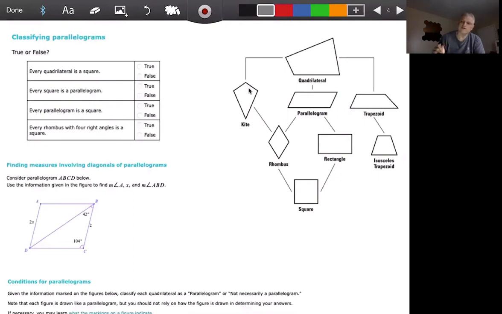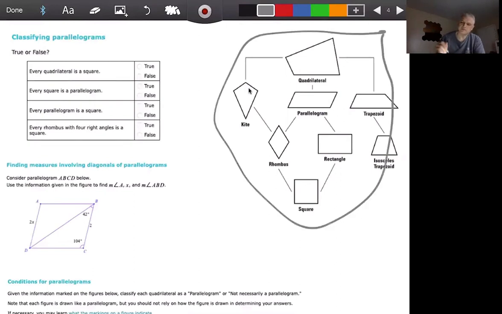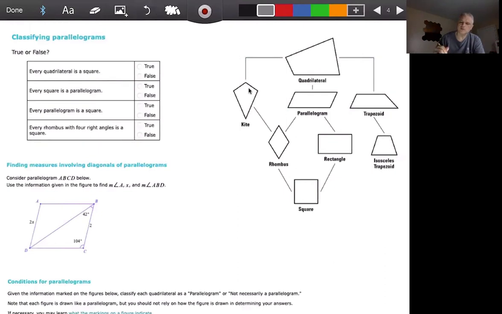True or false? Now I gave this little family tree here, right? That goes from the broadest down to the most specific. It's kind of like saying, mammals, all the way down to pug dogs, okay? Mammals, and then you can get down to just dogs in general, and then you get down to pugs, okay? You're getting more and more specific, right?